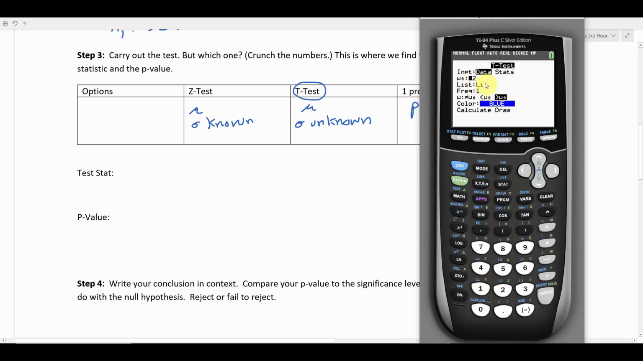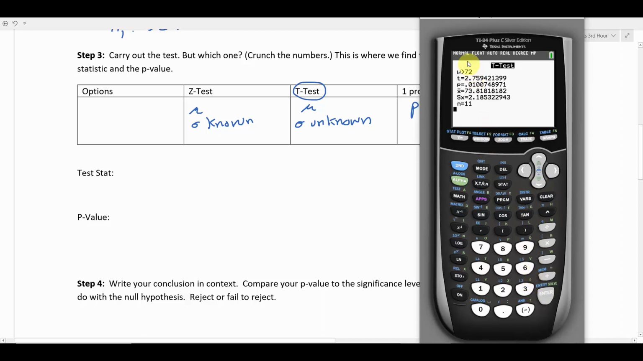Then it wants to know, where did you put your data? Well, we put the raw data in L1, so list 1. Don't mess with the frequency. Then it wants to know, are you doing a left tail, right tail, or two-tail test? Remember, we're testing for the mean being greater than 72, so I'm going to select greater than mu naught down here. And then that's it. All we have to do now is go to calculate, and we'll get the information that we need.